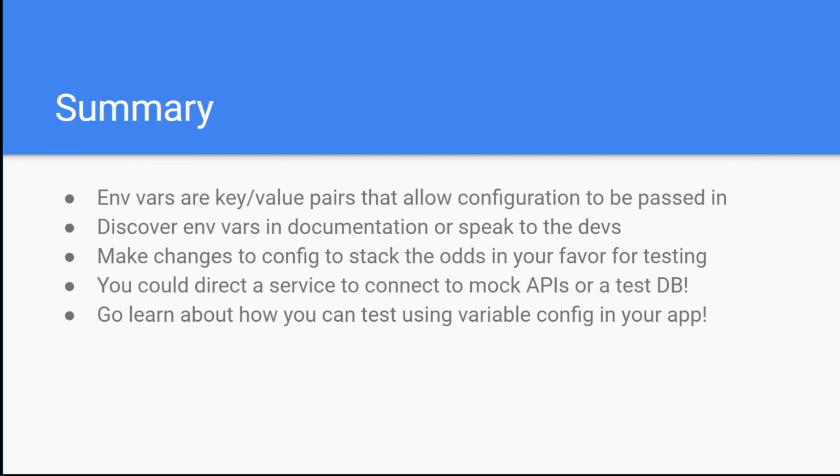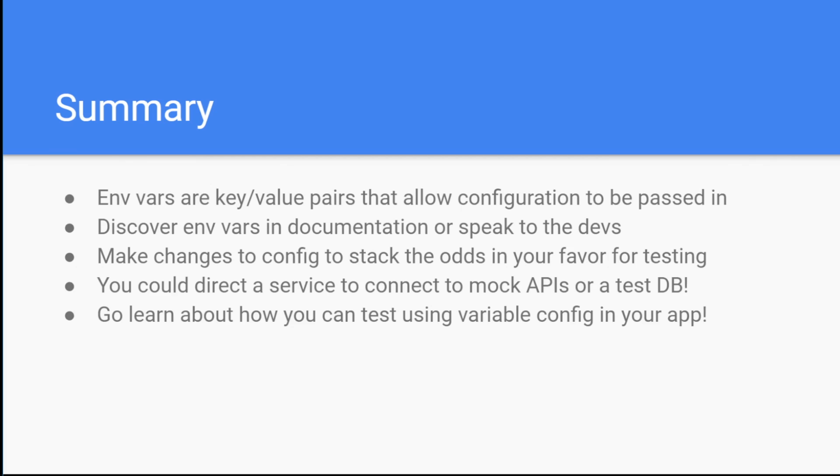So in summary, environment variables are key value pairs that allow you to configure your system and pass them in. You can discover env files through documentation or speaking to your devs. You can use them to make changes to the config and stack the odds in your favor. What do I mean by stacking the odds in your favor? Well, this gives you the edge when you can configure the system however you want. You could direct a service to connect to a mock API or a test database.